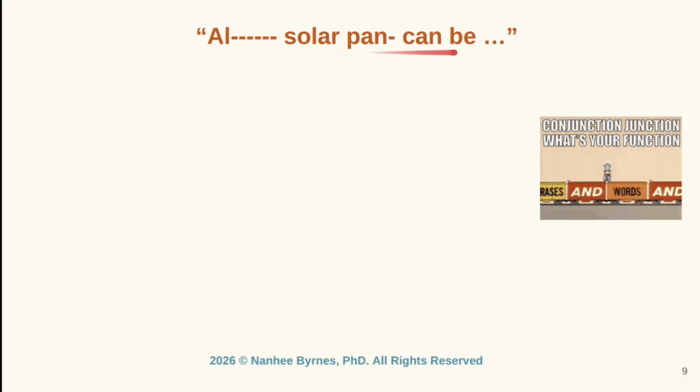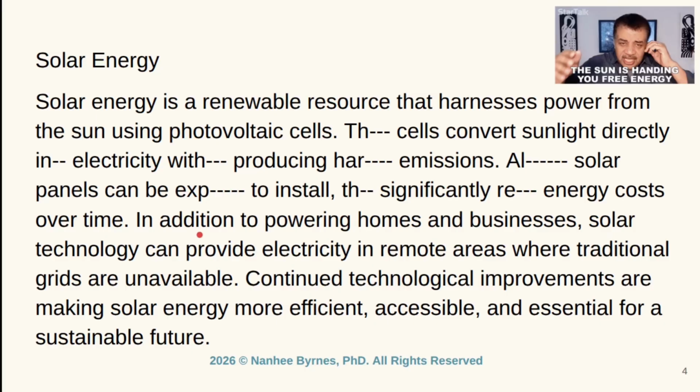Now look at this part. "Although solar panels can be..." Notice the comma in the middle of the sentence. That comma is a big grammar signal.